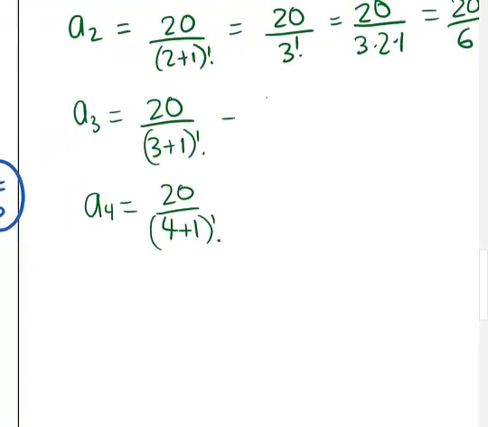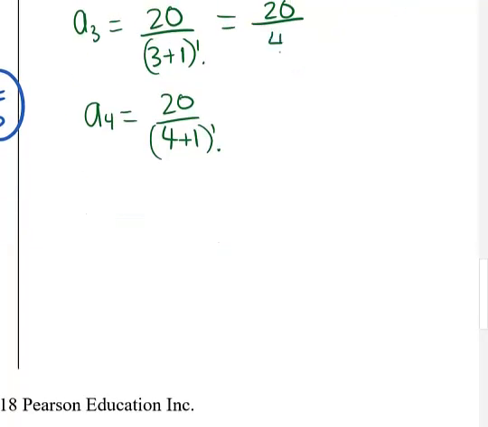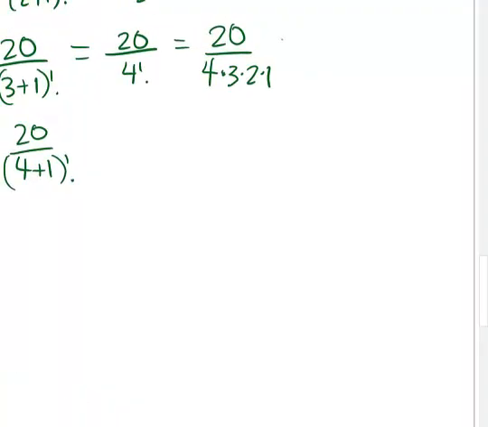And then the third term, 20 over 3 plus 1 is 4 factorial, which I feel like we just calculated earlier, but oh well. That's 4 times 3 times 2 times 1, which is 24. So 20 over 24, and I think that reduces to 5/6.